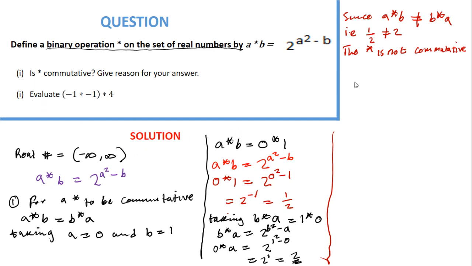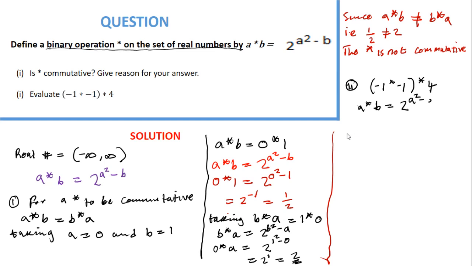So let's quickly look at the last one. The last one is, we have been taught to evaluate (-1 star -1) star 4, the bracket, then we have been given 4 there. So what we are going to do is simply utilize the formula. The formula is A star B is equal to 2 to the power A squared minus B.